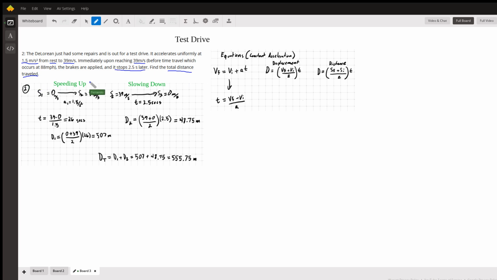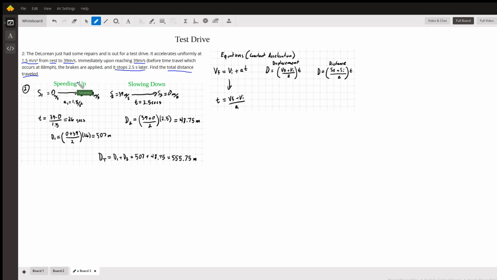In order to figure out this problem, we have to break it down into two parts. The first part is whenever we're speeding up. We're going from 0 meters per second to 39 meters per second, and the acceleration is 1.5 meters per second squared. The second part is whenever we're slowing down from 39 meters per second to 0, and the time it took is 2.5 seconds.